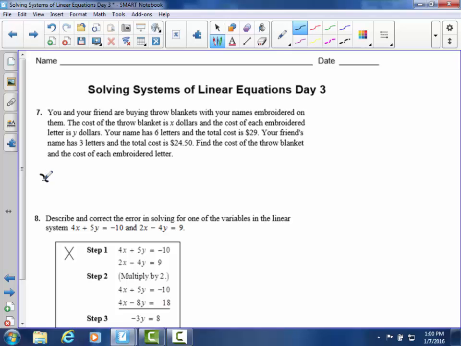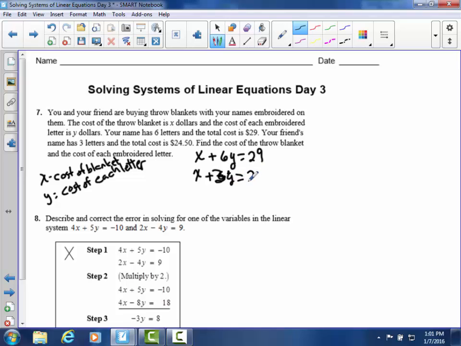Okay, so X was the cost of the blanket, and Y was the cost of each letter. That's what we're trying to find out. What's X and what's Y? Okay, so my blanket cost me $29, and I have 6 letters. So I had to pay for the blanket and then 6 letters, and I spent $29. And then my friend had to buy the blanket, but she only had 3 letters in her name. So 3 times Y. And then she only had to spend $24.50.